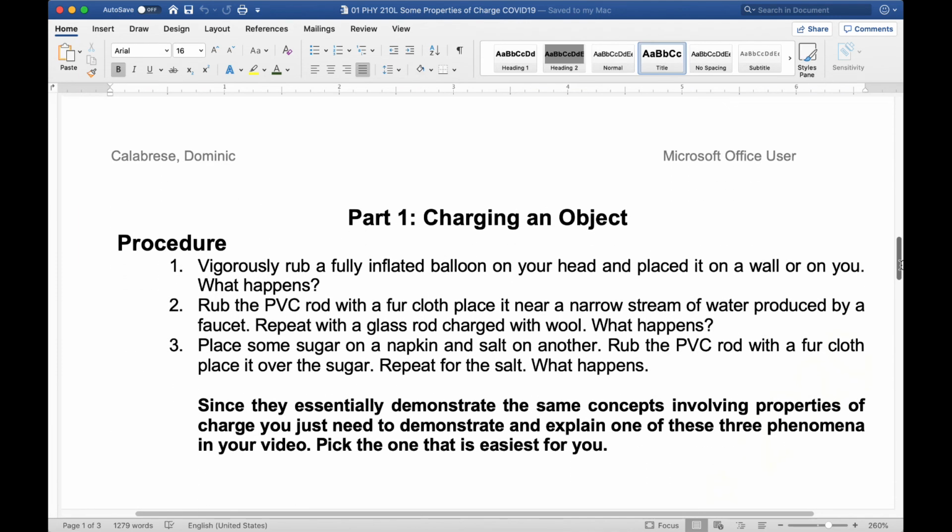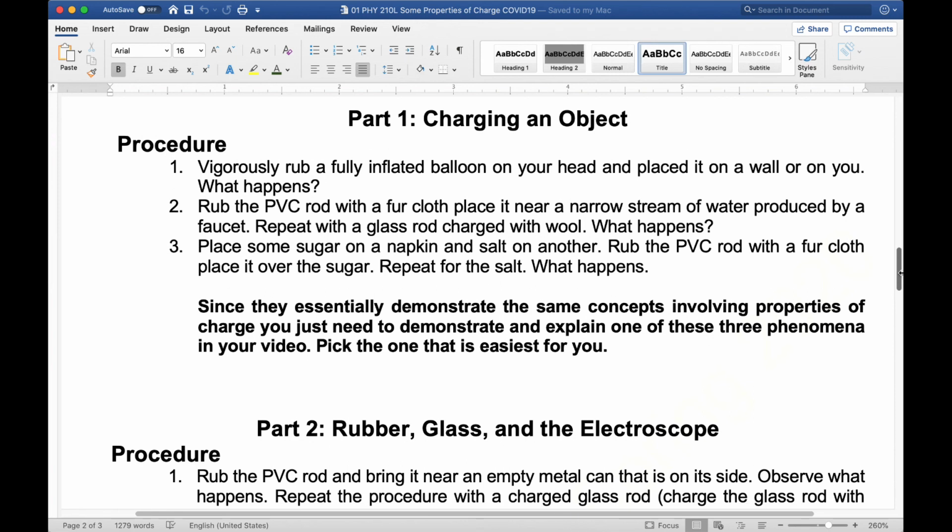So in part one, there are 3 phenomena you're going to observe. Because the 3 phenomena have essentially the same explanation, I want you to pick one of them, the one that works best for you, demonstrate it and explain it. Okay, so out of these 3, just pick one to explain. Really, what you should be doing is try all 3, see which one works best for you.